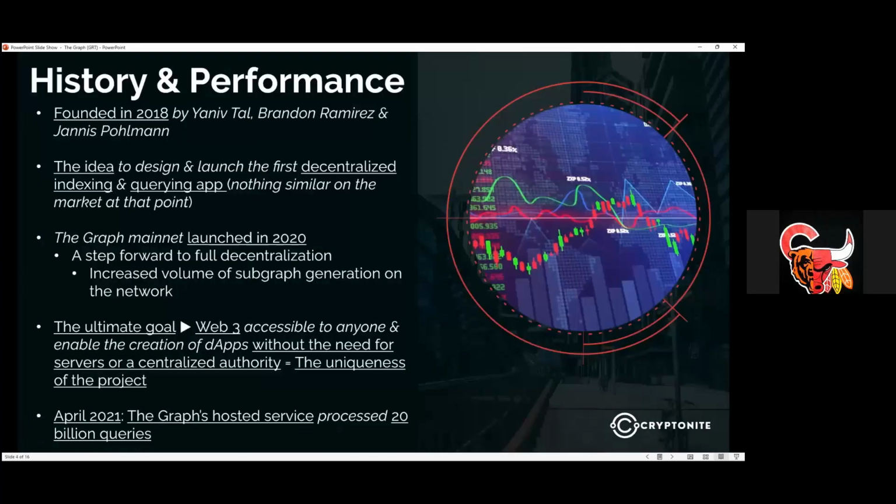Thank you for that information there, Boris. Can we now kind of change gears and talk about the history and performance of The Graph?